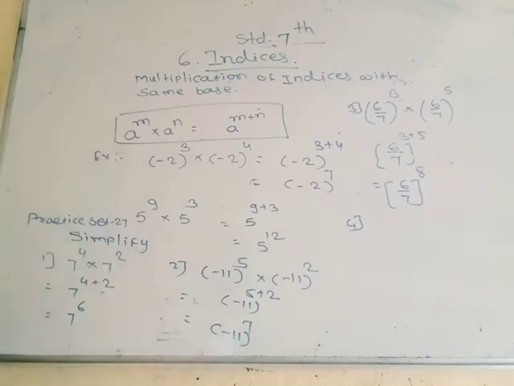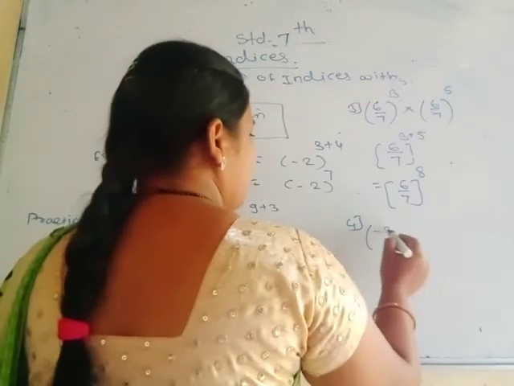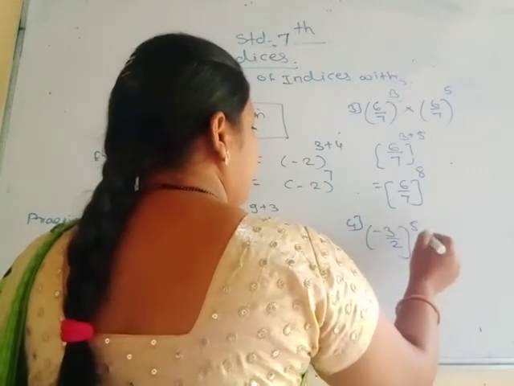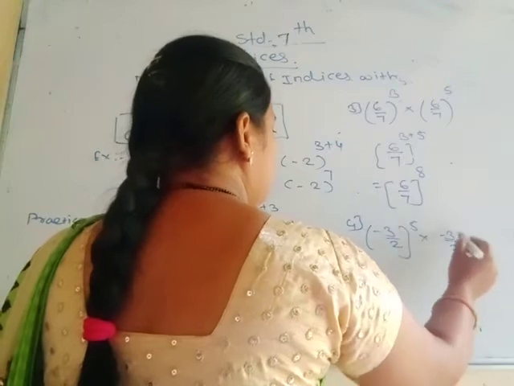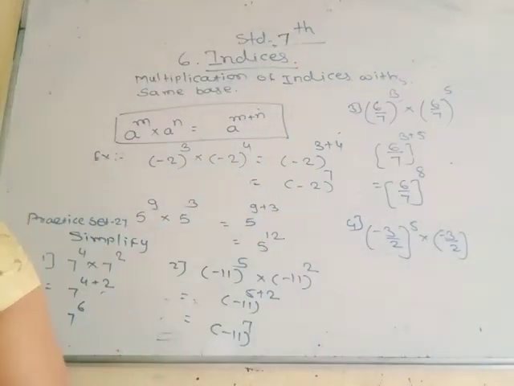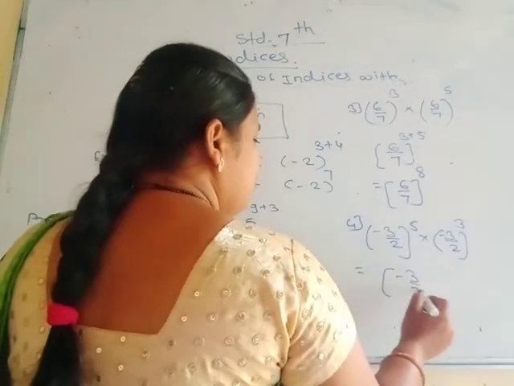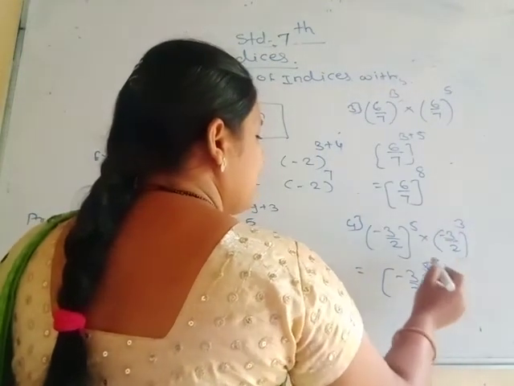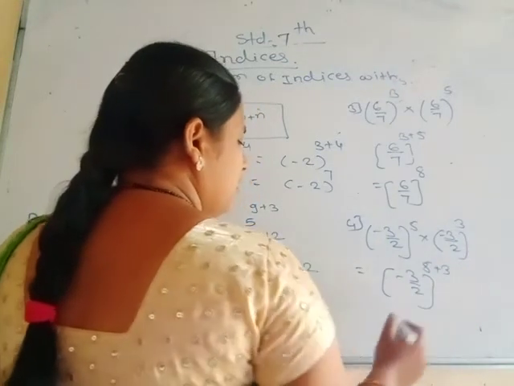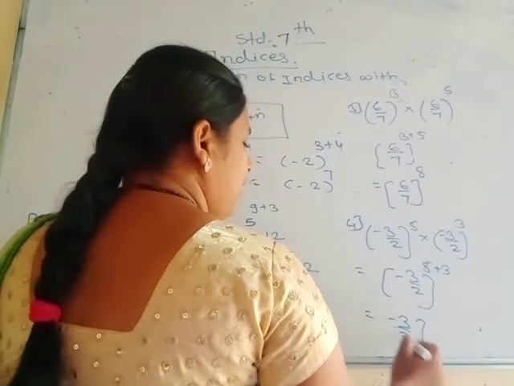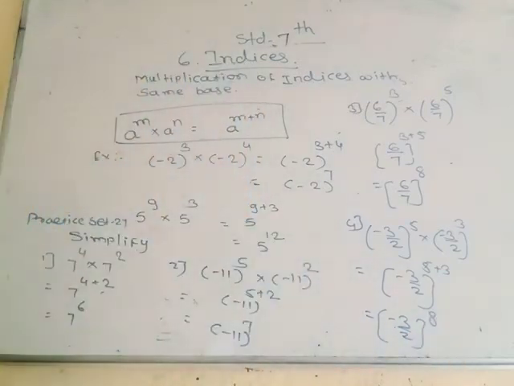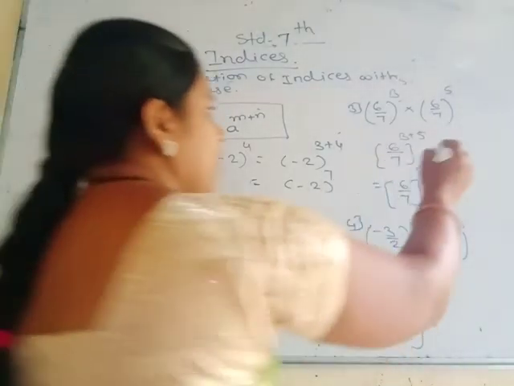Then the fourth one, see. Minus 3 by 2 raised to the power 5 into minus 3 by 2 raised to the power 3. For these two numbers, add the indices: minus 3 by 2, and 5 plus 3 is 8. Minus 3 by 2 raised to the power 8.